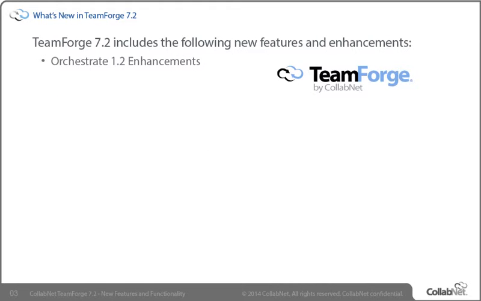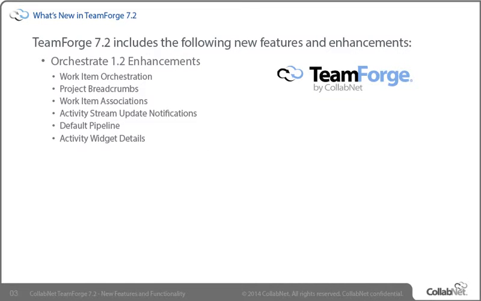Orchestrate 1.2 brings work item support, project breadcrumb navigation, work item associations, activity stream update notifications, the ability to set a default pipeline, and additional details in activity widgets.